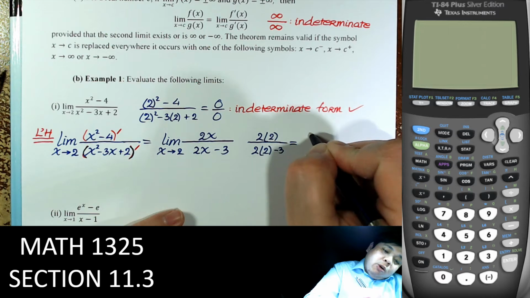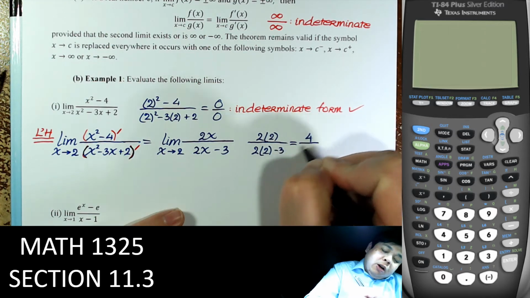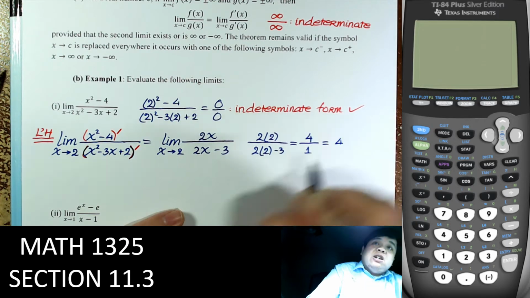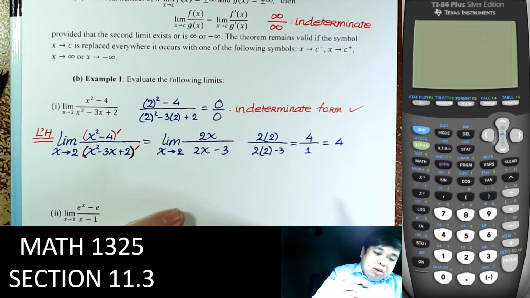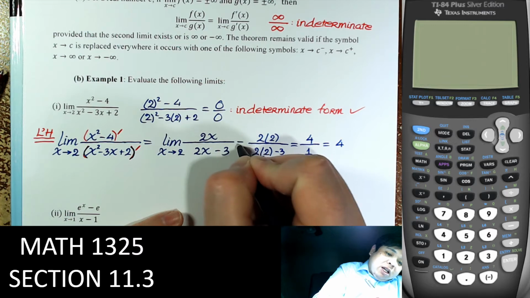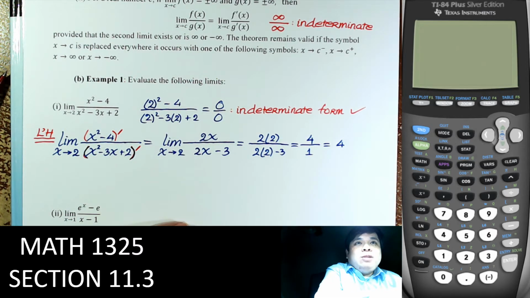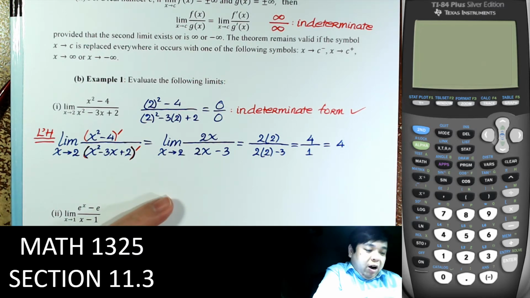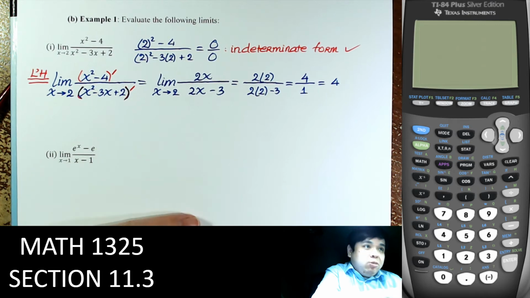The top is 4. The bottom is 4 minus 3, which is 1. So this is equal to 4, and that is a well-defined number. So we'll make the limit equal to that. Simple enough. L'Hopital's rule allows us to find the limit without having to factor. So that's a nice way to do it.